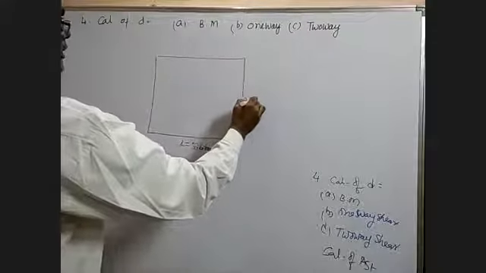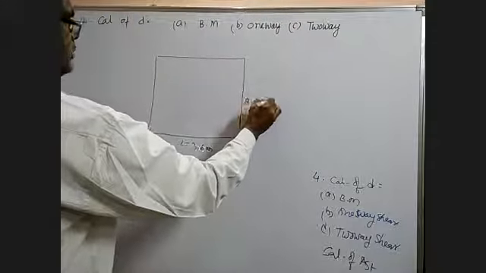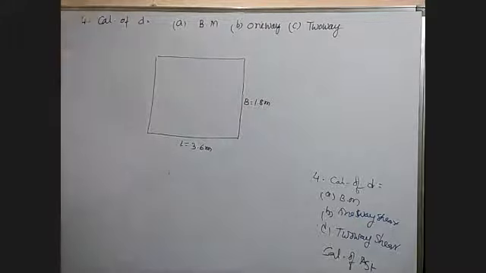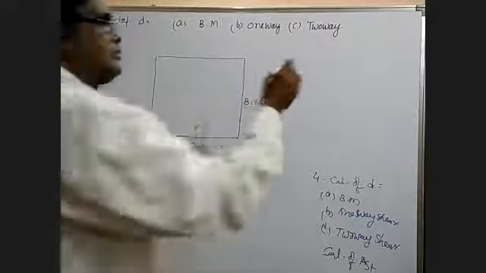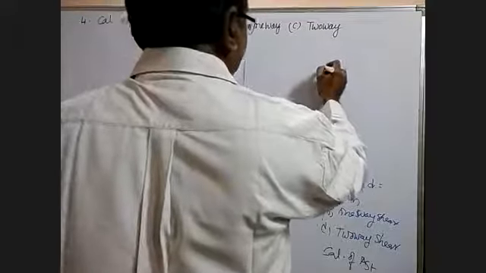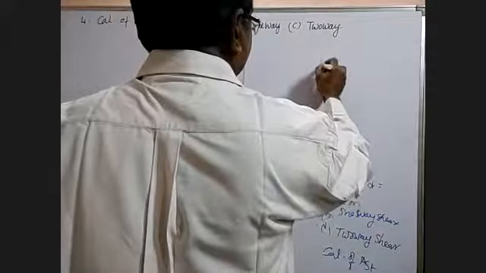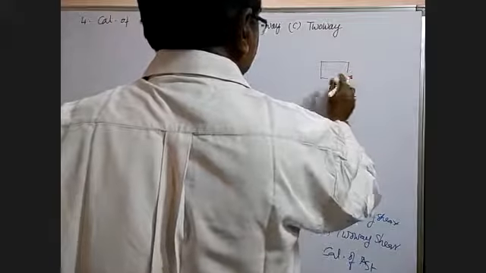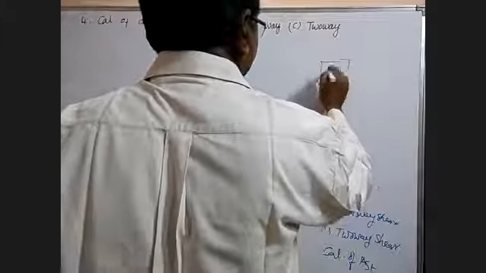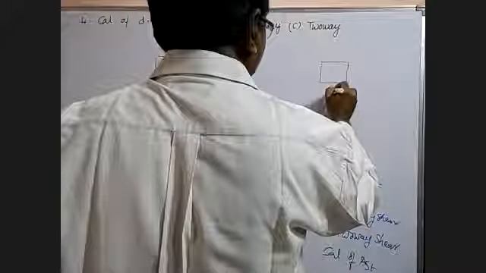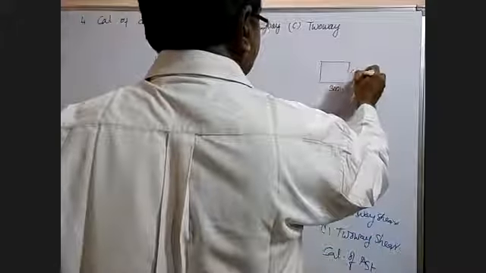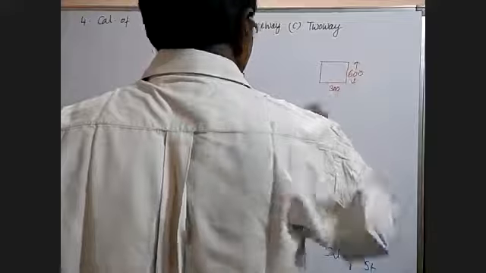Just now I calculated B as 1.8 meters. Now the rectangular column is given here, 300 by 600.